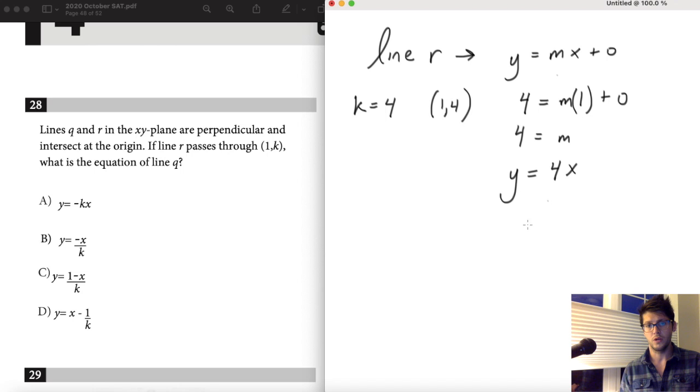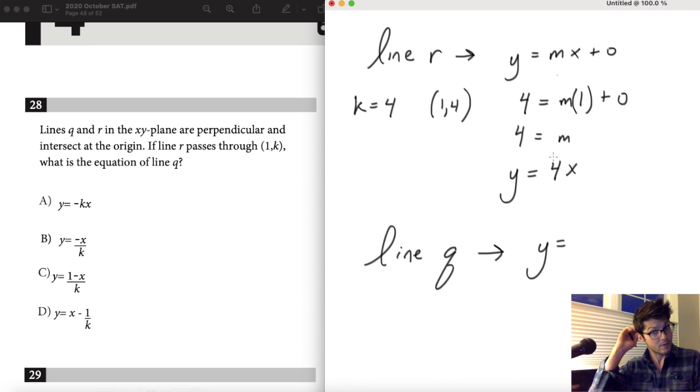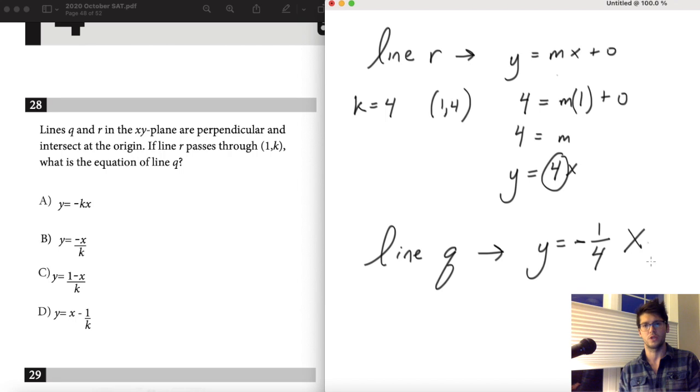Line Q, the important piece of information that you can't do this question without is knowing perpendicular slopes. The slope of line Q is going to be perpendicular to line R. Perpendicular means opposite, which means opposite sign, and then reciprocal, which means flip. Negative 1 over 4 times x. That's your equation. You could say plus 0 because, again, it goes to the origin, so that's the plus 0. So what's the equation for line Q? This is it. How did they write it?